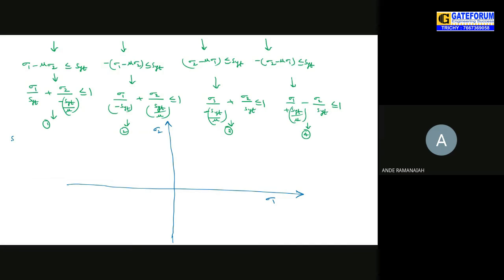Can you tell me which is bigger, SYT or SYT by mu? The maximum value of mu is 0.5. It never reaches 1. So that is why SYT by mu is greater than SYT.